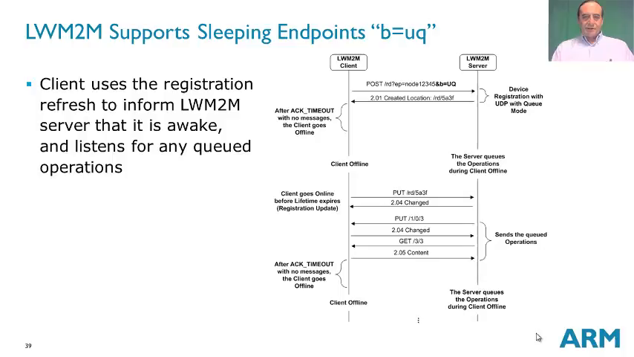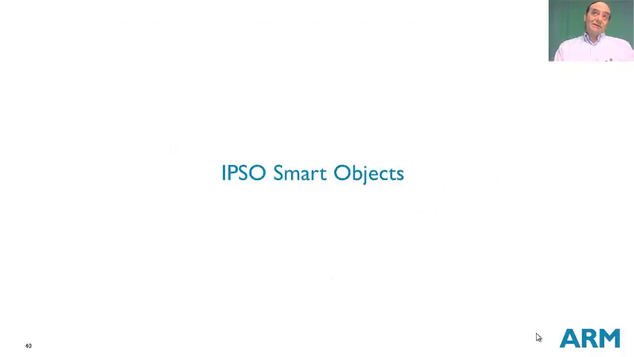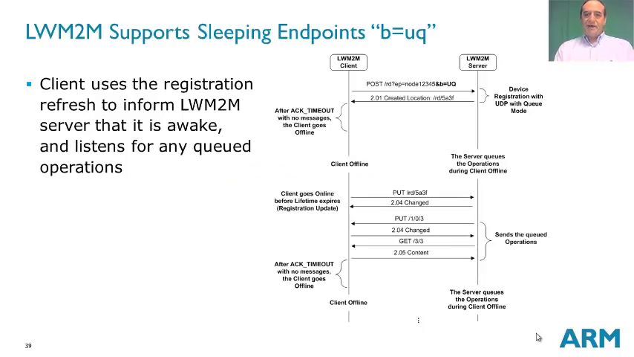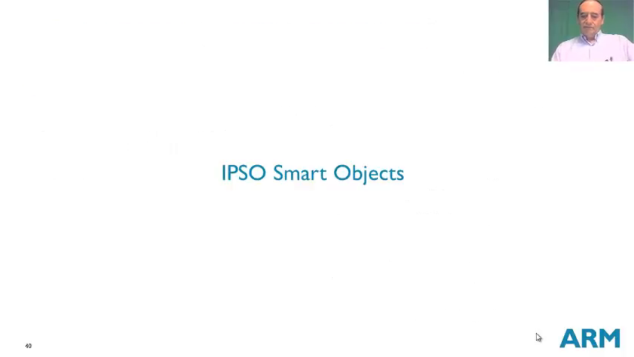Lightweight M2M also supports endpoint sleeping, so the NAT tunnel could close and the device could go to sleep. Then when the device wants to wake up, it can either send a registration update back through the router to open the tunnel and start interaction again, or optionally, not shown here, the Lightweight M2M server can send an SMS message to the endpoint if the endpoint supports SMS, and wake up the endpoint using an SMS wake-up message. Okay.